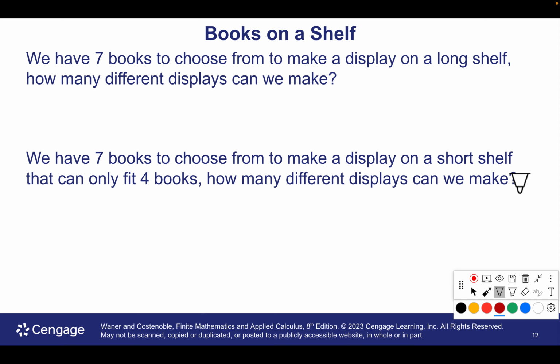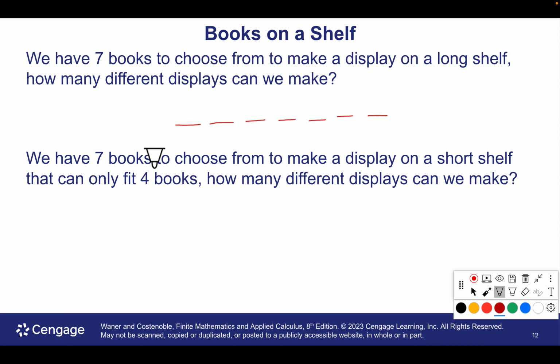Okay, so we're first going to look at putting books on a bookshelf. We have 7 books to choose from to make a display on a long shelf. How many different displays can we make? Let's go back to what we were just talking about. We have 7 decisions, right? We have to decide which one we're going to put first, which one second, third, fourth, fifth, sixth, seventh. We're going to put one on the shelf. How many choices do we have for that first slot on the shelf?